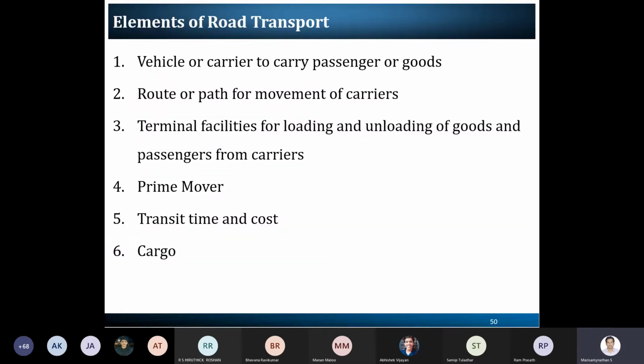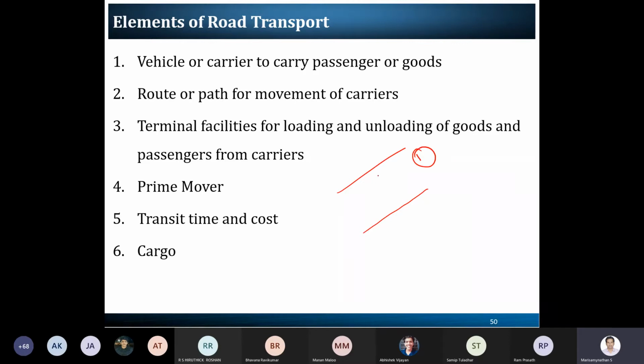So let us briefly discuss the next topic, elements of road transport. Yesterday also I highlighted these elements. Now that we have narrowed down our subject towards road transport, what are the elements in road transport? First of all, everybody knows that the road is there, right? That will be one element.